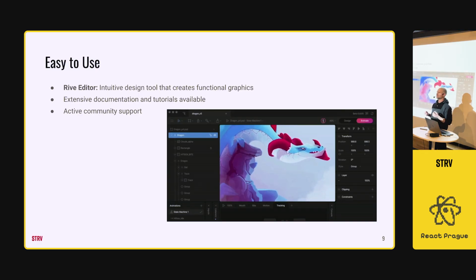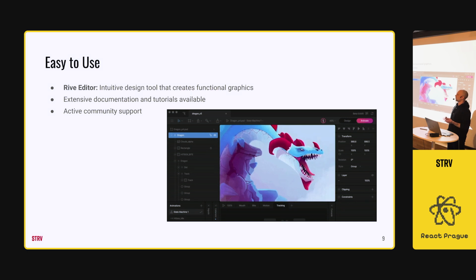First of all, it's easy to use. All you need to do is download the Rive editor, create your animation, export it, and use it in your app. Rive editor is really intuitive, especially if you have some experience with tools like Figma. There is also great documentation and plenty of videos or tutorials available to help you get started.